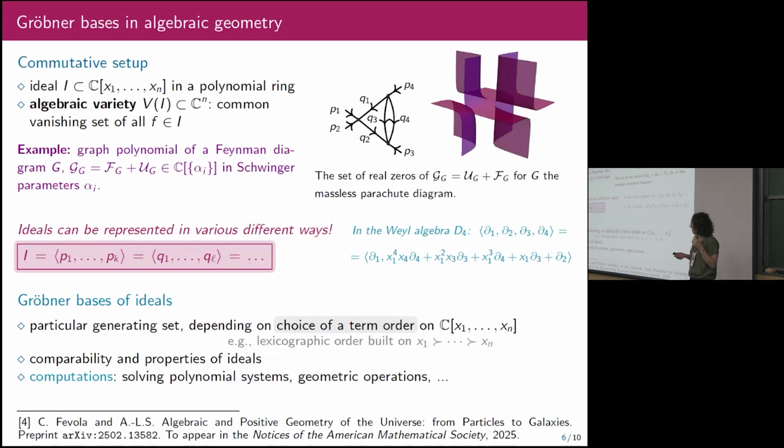And now Gröbner bases make ideals comparable. You can read off properties of ideals, and most importantly, you can compute with them. Let's say you want to solve a system or carry out a geometric projection for a variety and so on. Good.